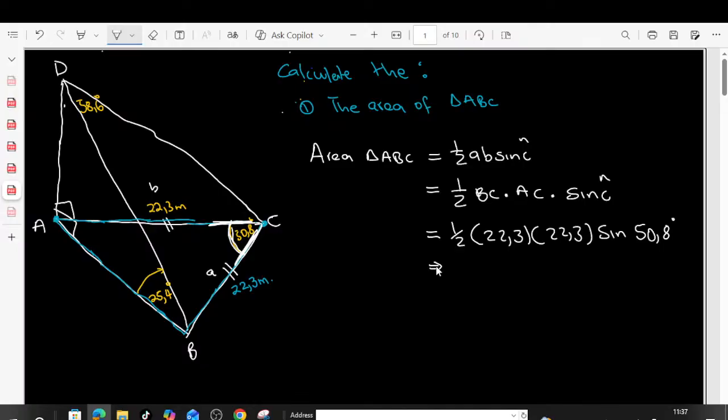Right, so now when you put this on the calculator, we get 1/2 into 22.3 into 22.3, the sine of 50.8. What is the answer? We get 192.7 units squared if we round it off to 1 decimal place, but if you want to round it off to 2 decimal places, it's fine. You can also round it off to 2 decimal places.